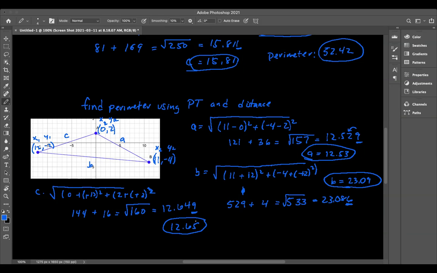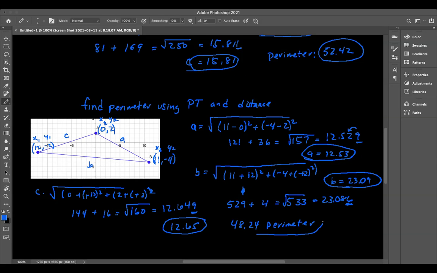Now all I have to do is add those numbers up that I circled, and that would be my answer. So I got a value of 48.24 for the perimeter.